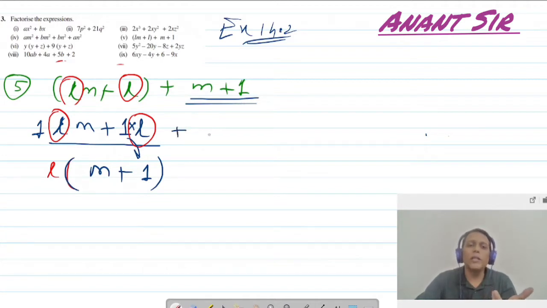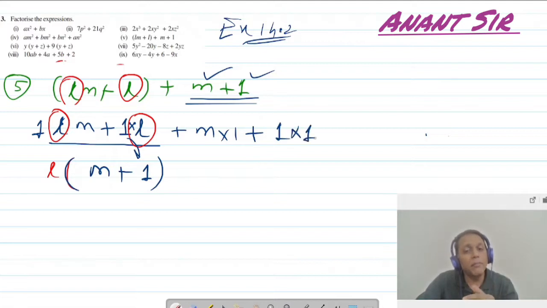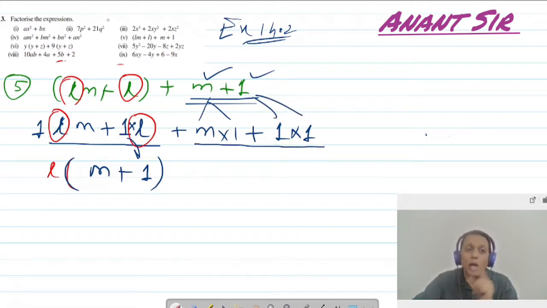Now what to do about the last two terms? We cannot take anything common. m is in the third term only and there is no m in the fourth term. So what you do? You write multiplied by 1 in both the terms. So m can be written as m into 1 and 1 can also be written as 1 into 1. So what can you take common from the last two terms? You can take 1 common.